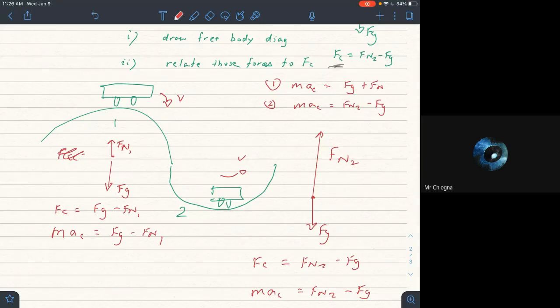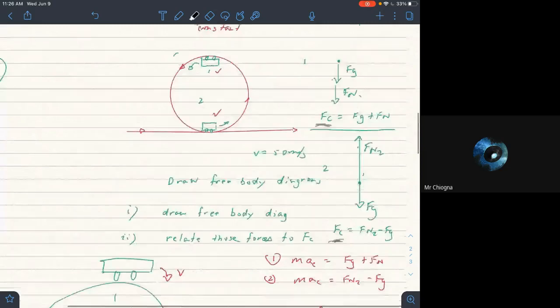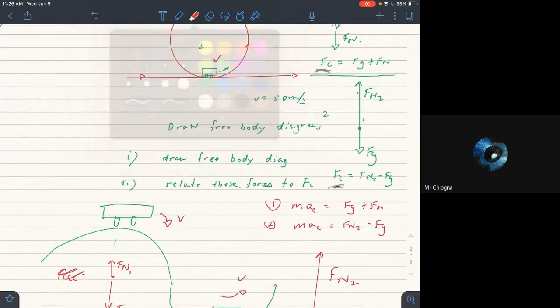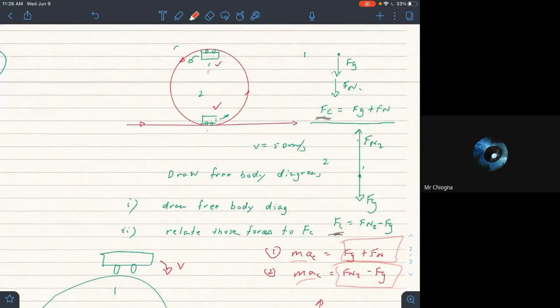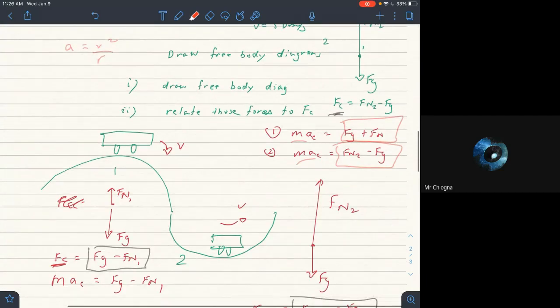What's the same? Well, this is the same. This and this are the same. If it's moving at constant speed, what does that mean? That means this, I'll box it. This and this are the same. Go back to here. What's the same here? This and this are the same because acceleration is the same for both top and bottom, because the speed is the same. Acceleration is v squared over r. If the speed is the same, the acceleration is the same in magnitude.